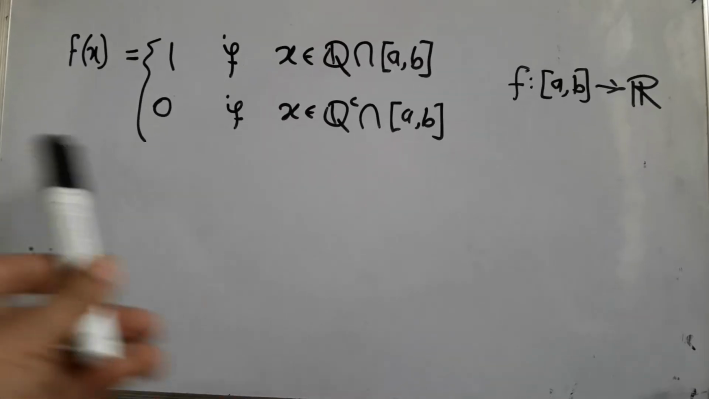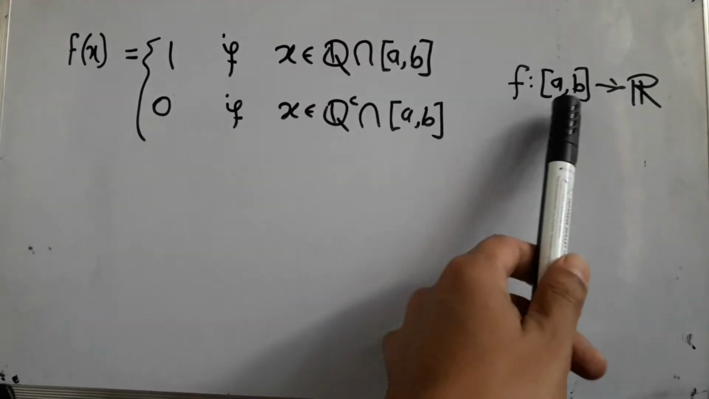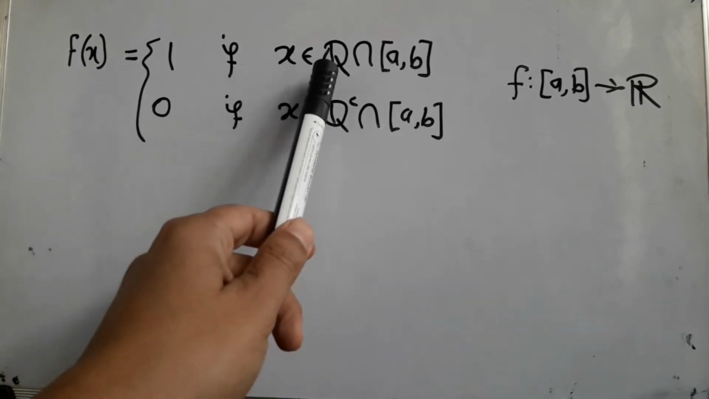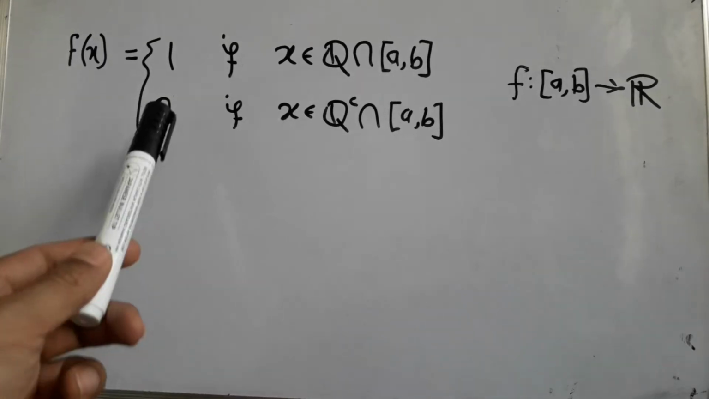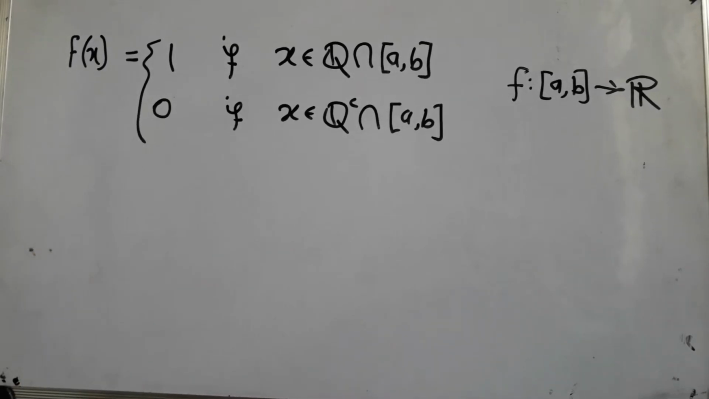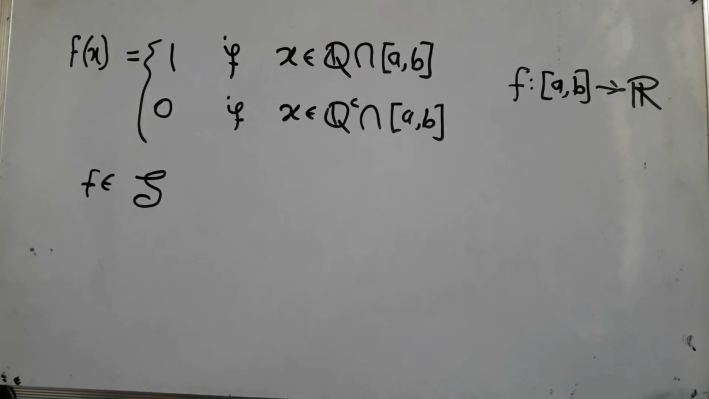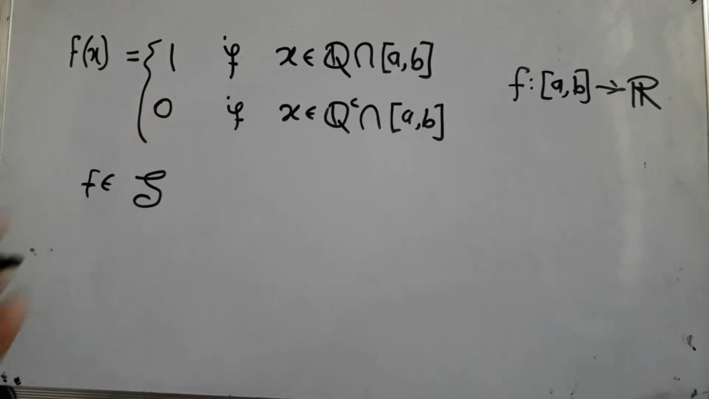We consider this function, the so-called Dirichlet function. We have taken it to be defined from [a,b] to R. Whenever x is a rational point inside the interval [a,b], I take f(x) equal to 1, and whenever it is irrational in that interval, I take it equal to 0. I claim that this function f is a simple function, and that is obvious because it can take only two values, 1 and 0. Any function taking only finitely many values is by definition a simple function.